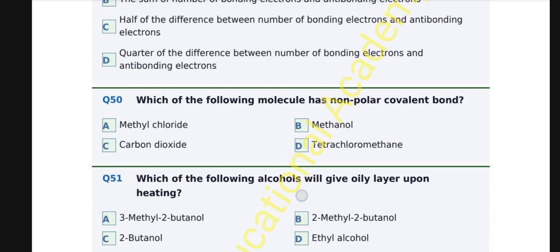Tetrachloromethane. And the correct option is C. Carbon dioxide. In carbon dioxide, although each C=O bond is polar, the linear geometry means that the dipoles cancel, making the overall molecule nonpolar. CCl4 is also nonpolar but has polar bonds.